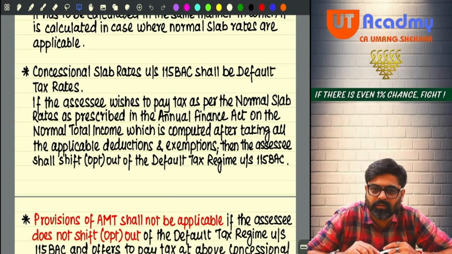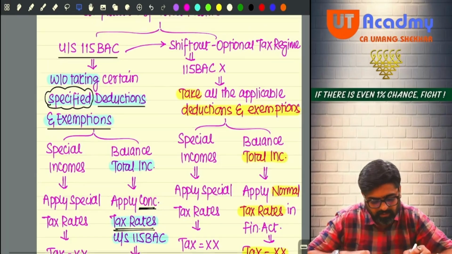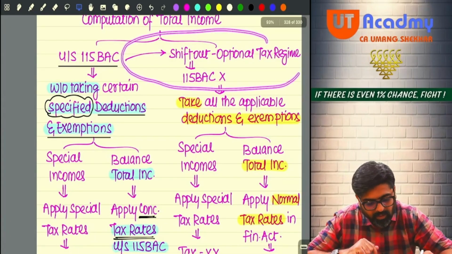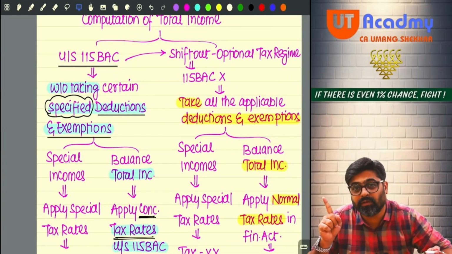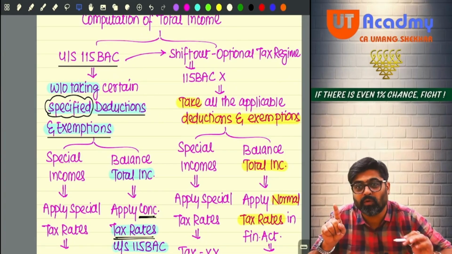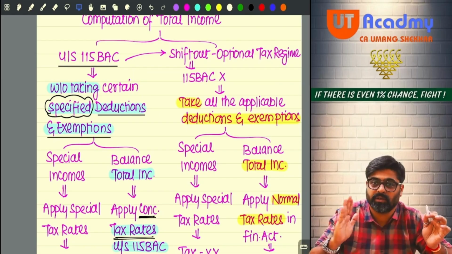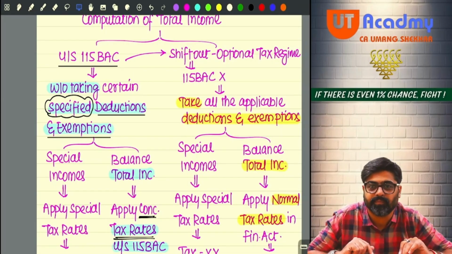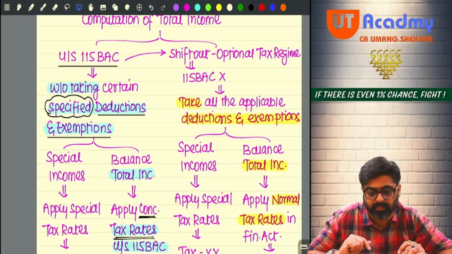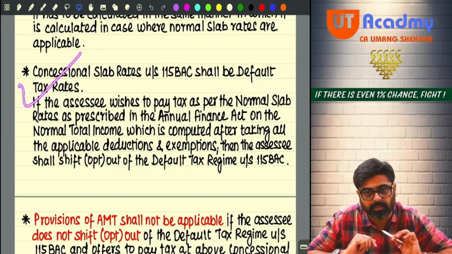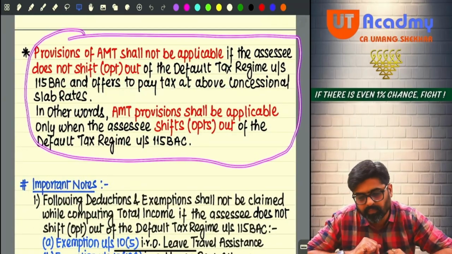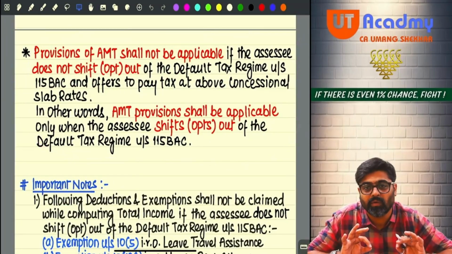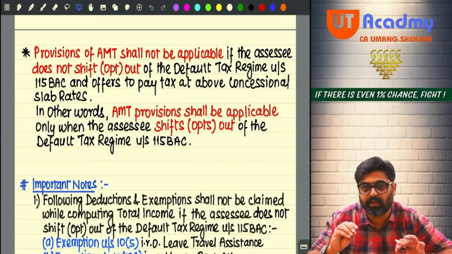You don't know this, or you know? This is something which I wrote here. Shift out. Now this is default. So if you don't want to follow, you want to apply the normal rates, shift out, because this is default. Got it, sir? So this thing also I have explained. Okay. Now, don't you know this? Just now, some time back, we have done one question.